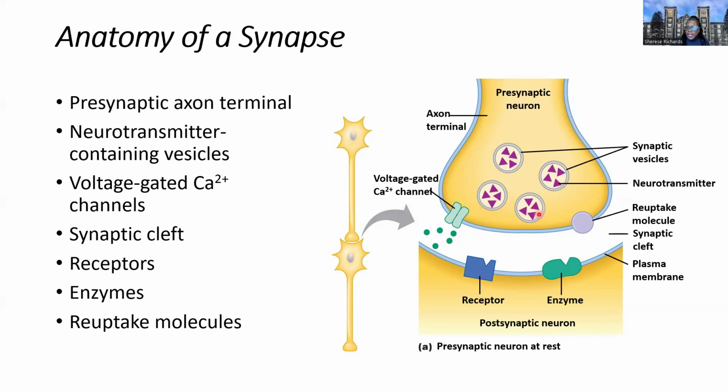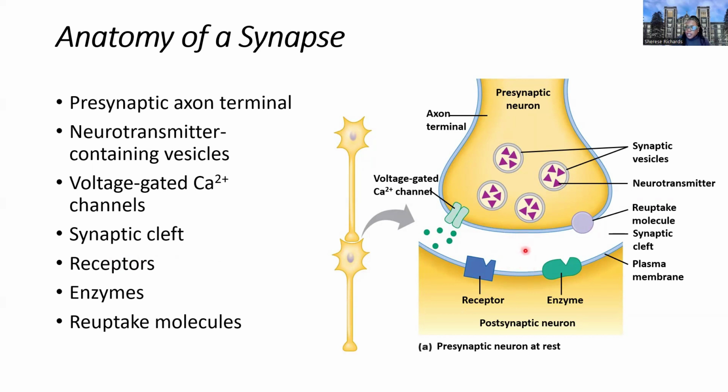We also have voltage-gated calcium channels. So when we talked about the different types of receptors and channels that we find along the membrane, concentrated on the axon terminal are voltage-gated calcium channels, which means that they are going to be sensitive to voltage. And when the action potential arrives at the axon terminal, they're going to open up in response to a specific voltage threshold. Then we have the synaptic cleft itself, which is the distance basically between these two surfaces.